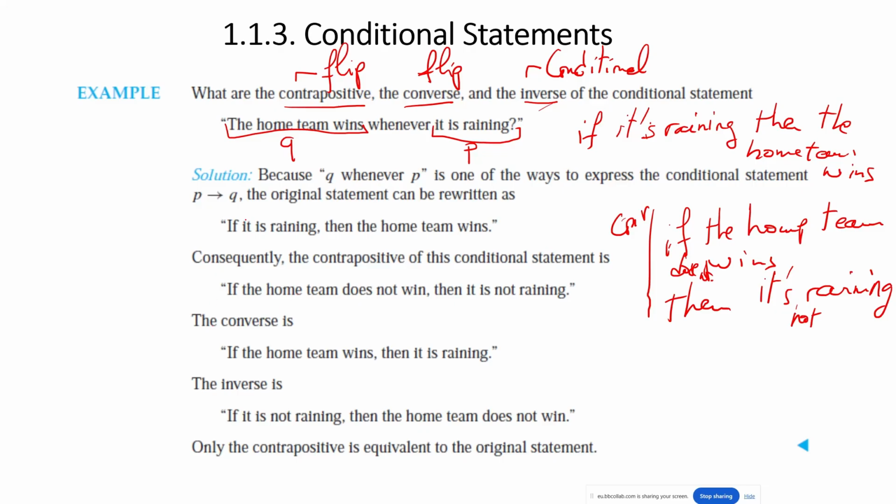Then what is the contrapositive? If the home team does not win, then it is not raining. And what's the remaining one? The inverse: if not P, then not Q. This is our P and this is our Q. So if it is not raining, then the home team does not win.